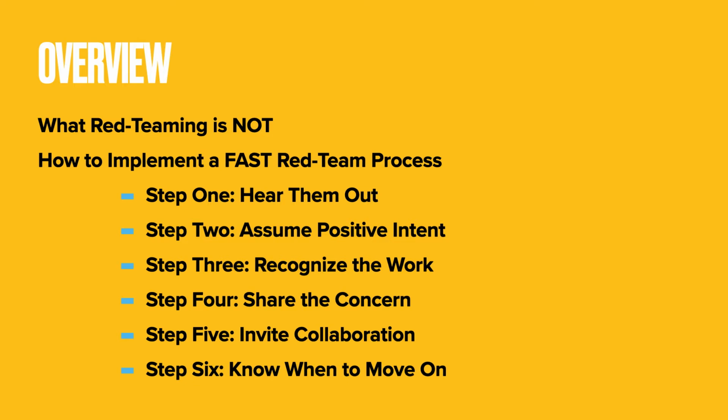Obviously, red teaming is a very complicated process with lots of nuance, but we're going to very quickly overview today what red teaming is not and how to implement a fast red team process. We'll look at 6 steps, and we'll go through those steps one by one together. Briefly, the 6 steps include: hear them out, assume positive intent, recognize the work, share the concern, invite collaboration, and know when to move on.